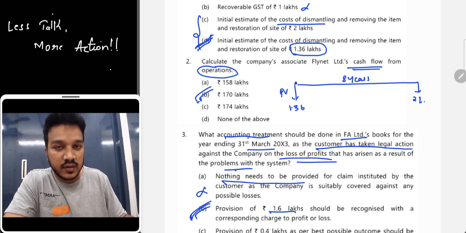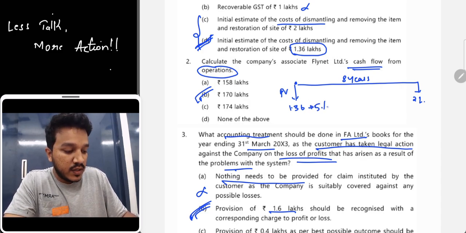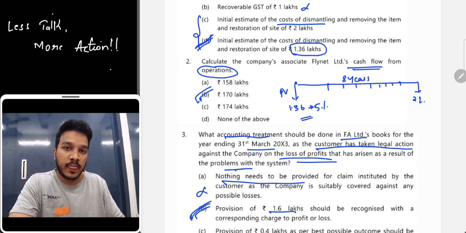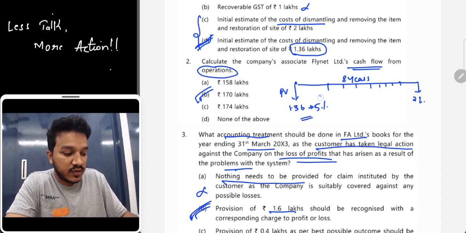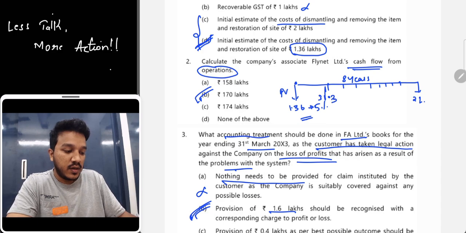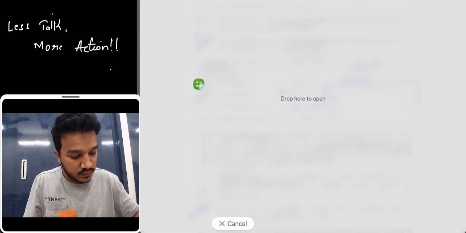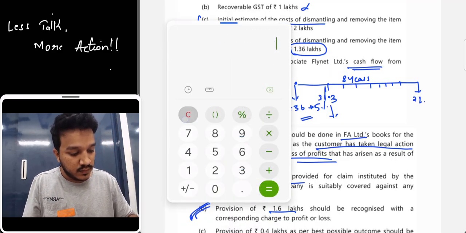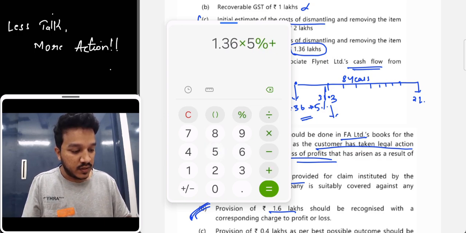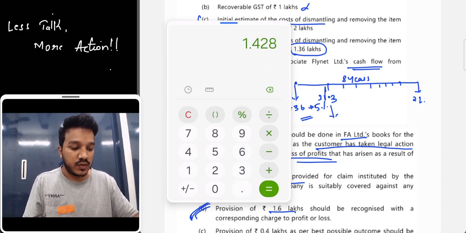So every year now, they gave a discounting factor of 5%. So every year up to 8 years, they will be adding 5% to this. Okay, so next year, on 31st March next year, the value of this dismantling liability will be 1.36 into 5% plus, equals this much. So you should add this to 1.36. Okay, so 1.42 is the answer.